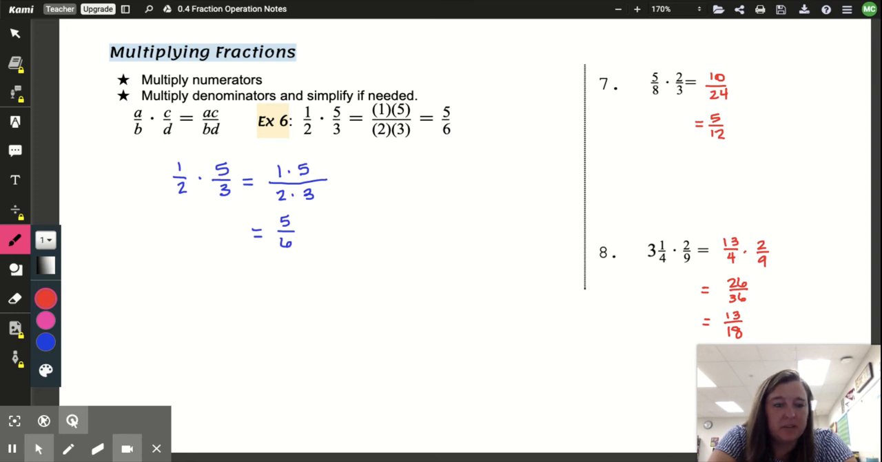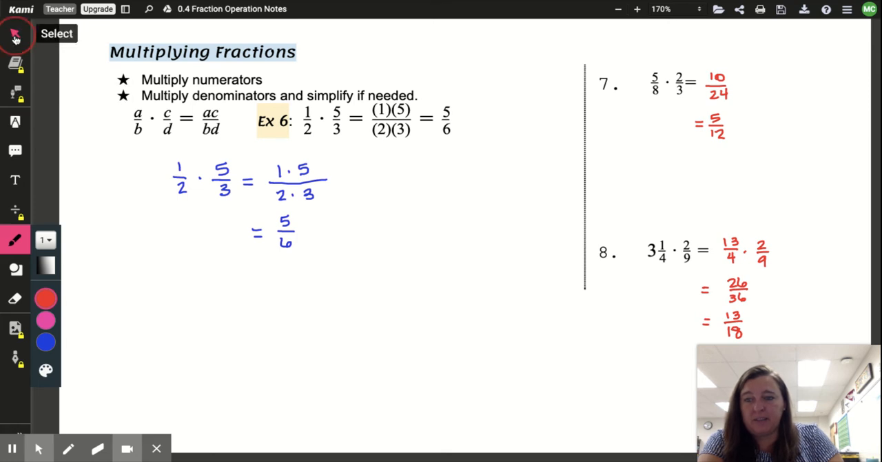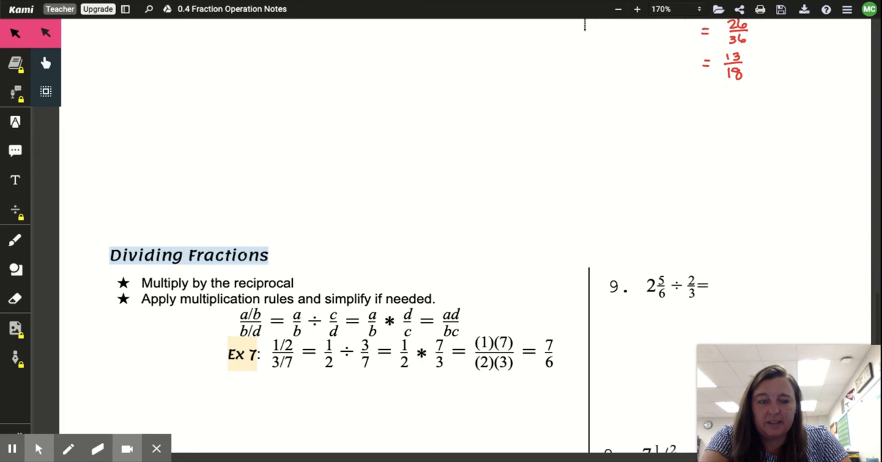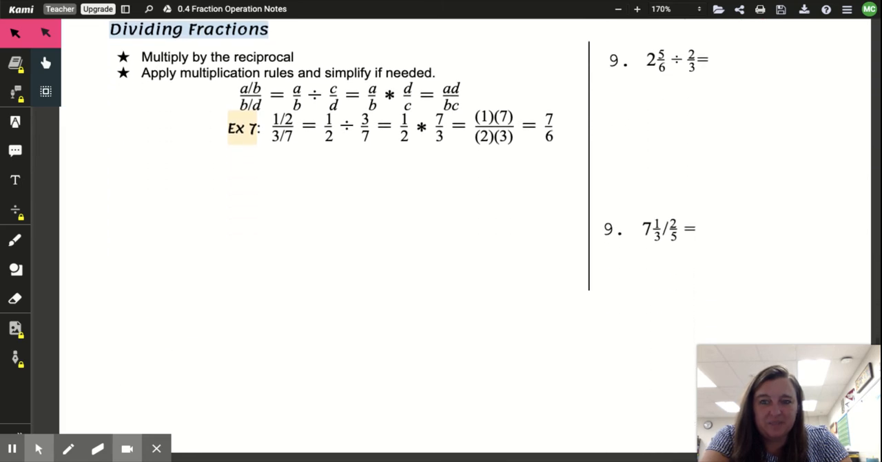But then you multiply, you get 26 over 36. And once again, 26 and 36 are both even, so you can reduce them by dividing both by 2, so you get 13 over 18. If you missed either of those, you need to go back and watch the videos again, and then come back and try again.